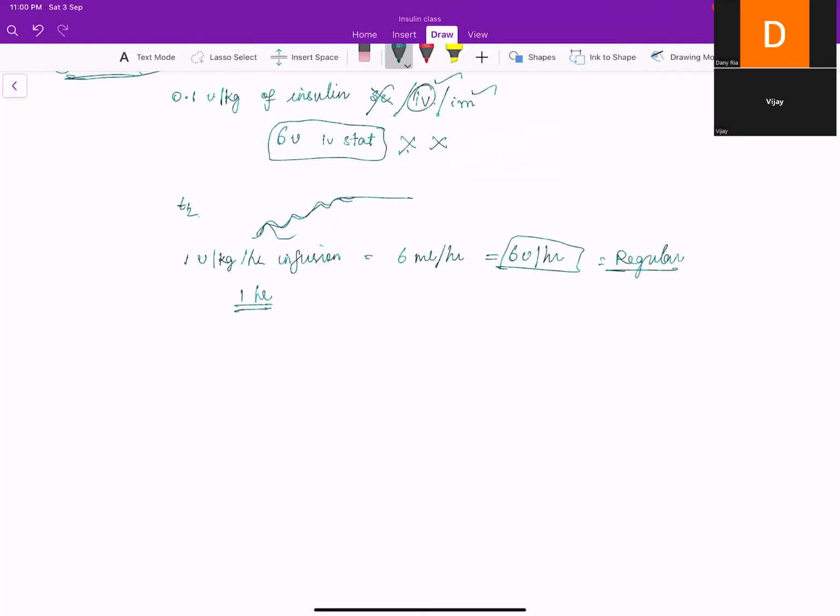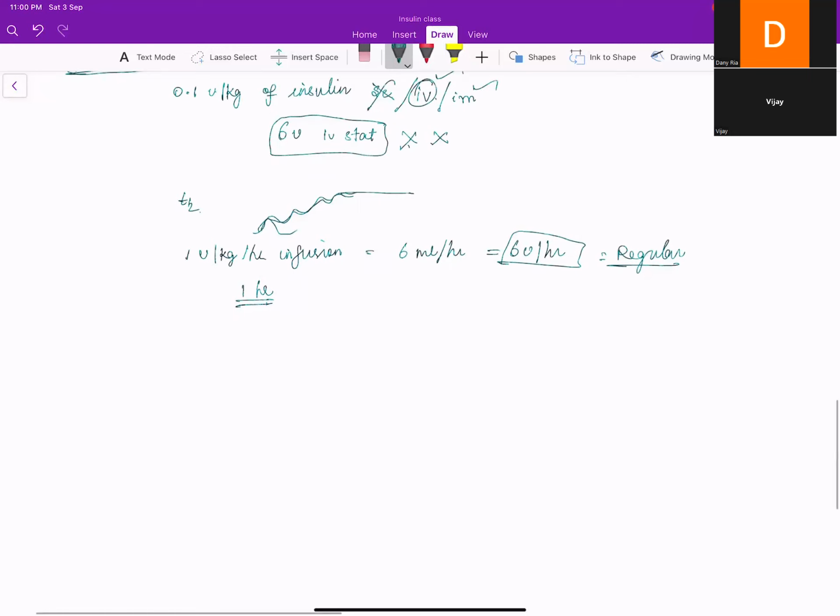Suppose the infusion pump is not available, you have to mix insulin in 500 ml NS and give it. So based on your dilution, you decide accordingly. But the rate of infusion is 6 units per hour, 0.1 units per kg per hour. You have to repeat after 1 hour. The fall should be 10% of the initial value.